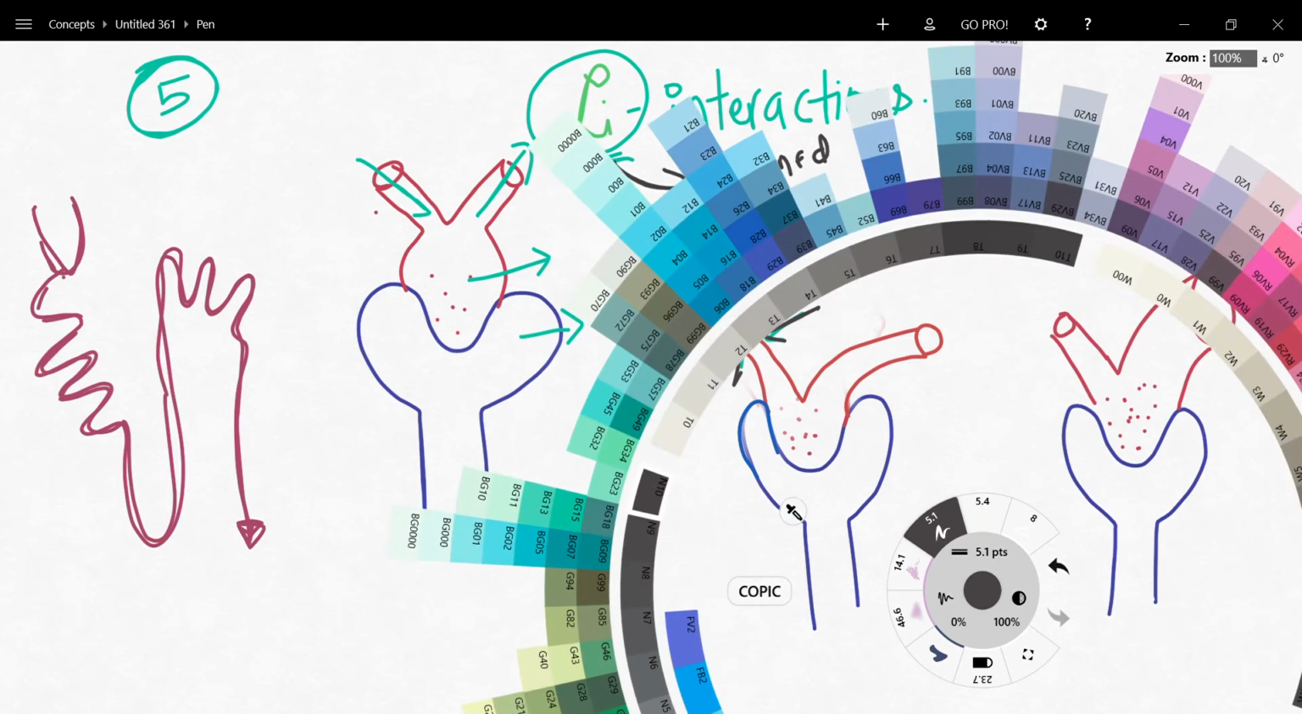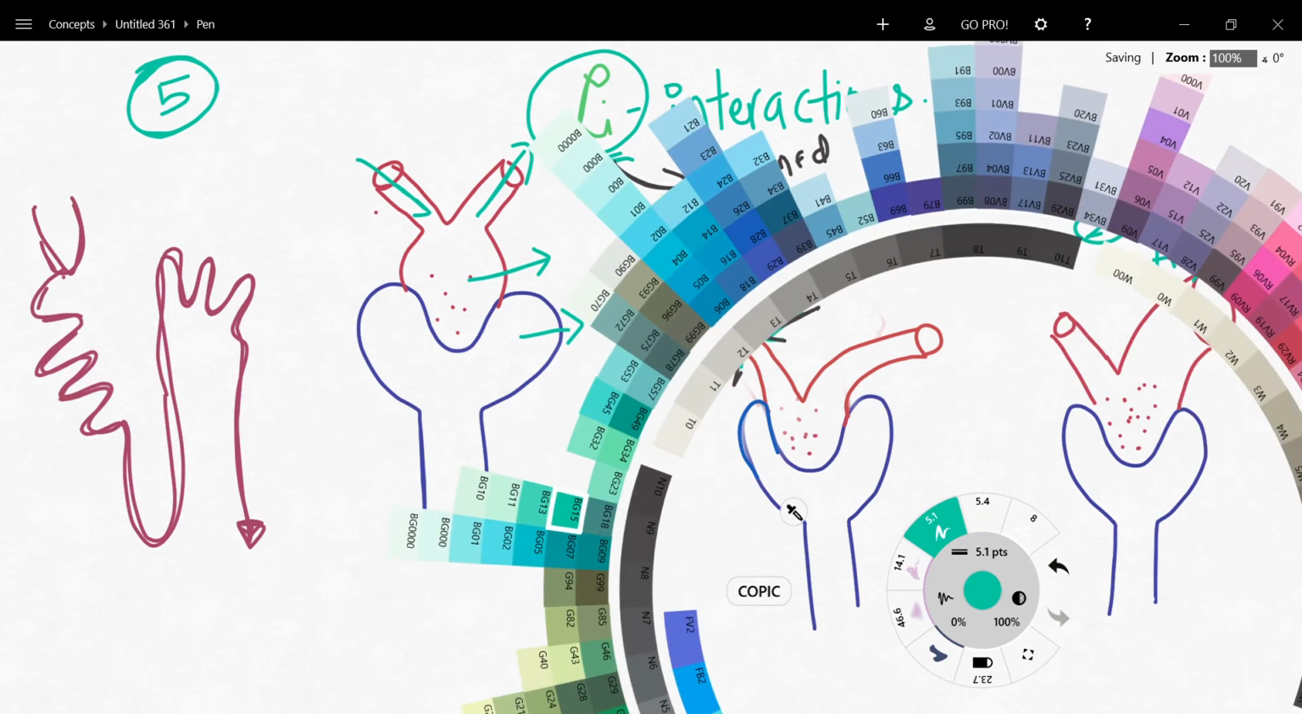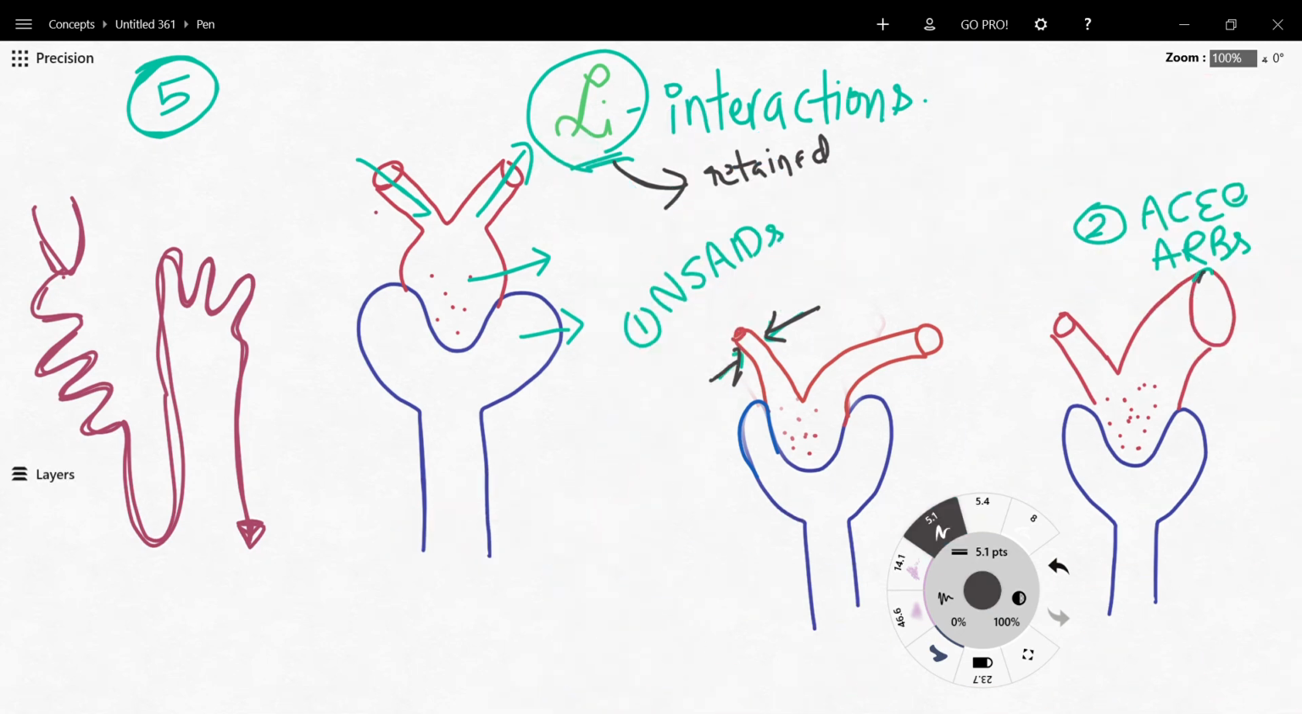The two other drugs that you have to be cognizant about are ACE inhibitors and ARBs. What these do is they vasodilate the efferent arteriole so that the intraglomerular pressure decreases, and that decreases the filtration of lithium, and again the same outcome happens, which is lithium gets retained in the blood.